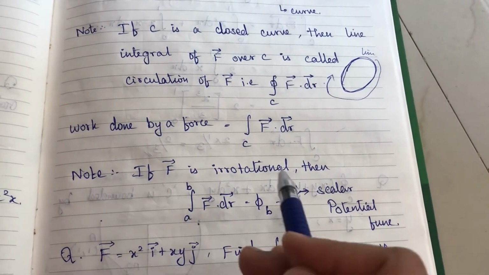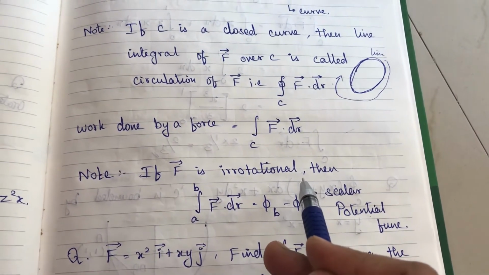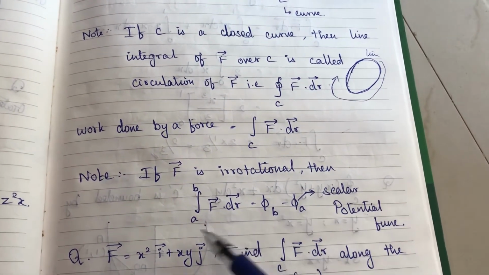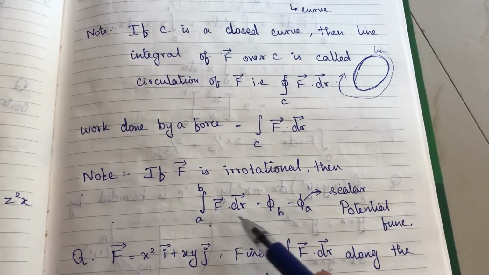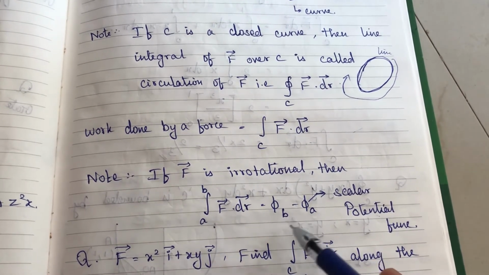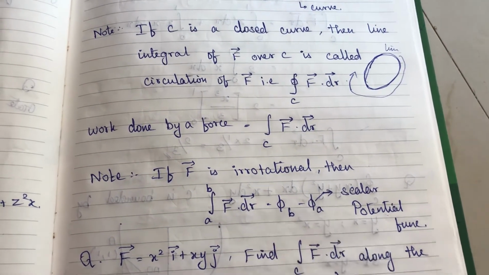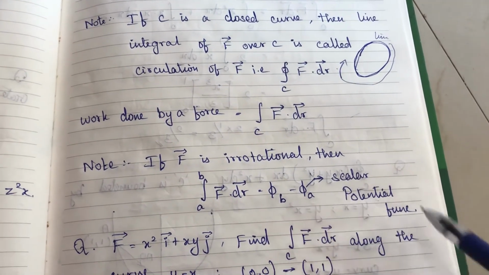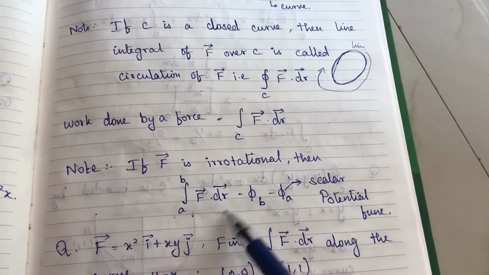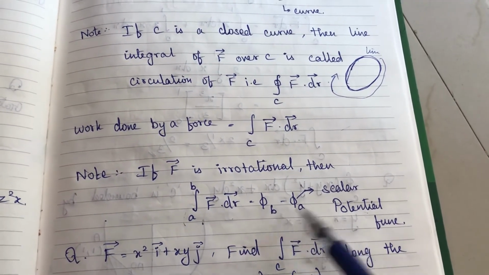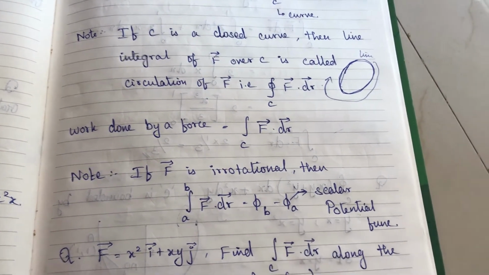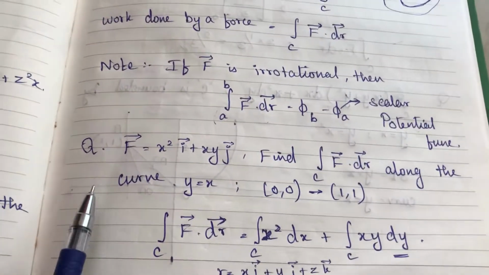If F vector is irrotational, here we have seen the rotational. If it is irrotational, then the integral of F vector dot dr, with limits, can be written as the function phi at the upper limit minus phi at the lower limit. This function is nothing but the scalar potential function. So we can write this line integral as the same function with upper and lower limits in subtraction. Okay, so let's see one sum here.